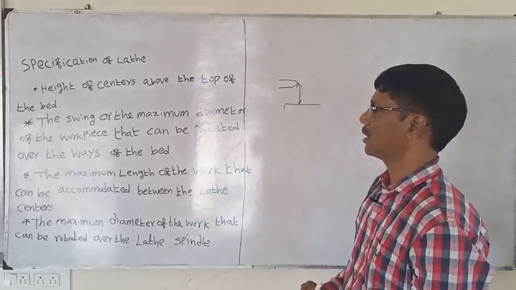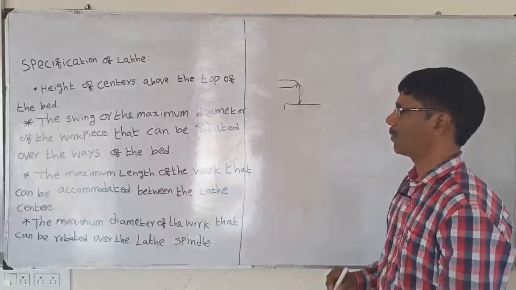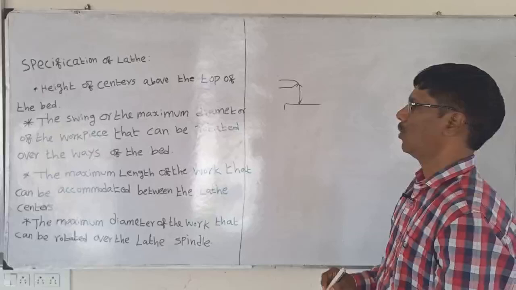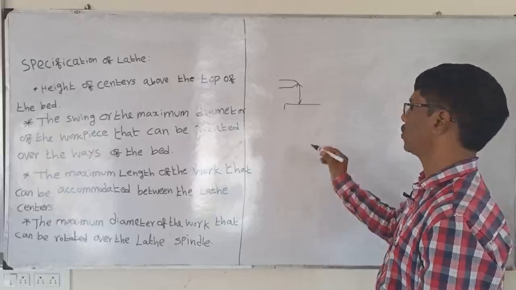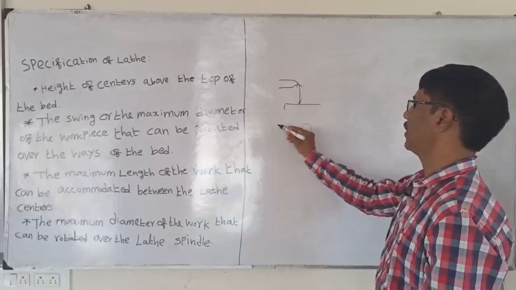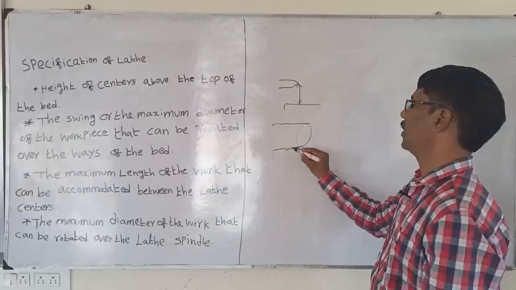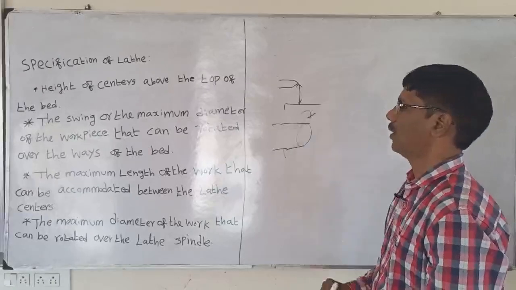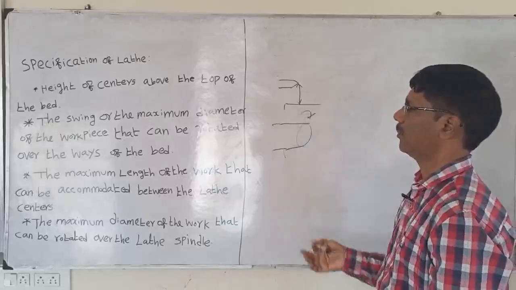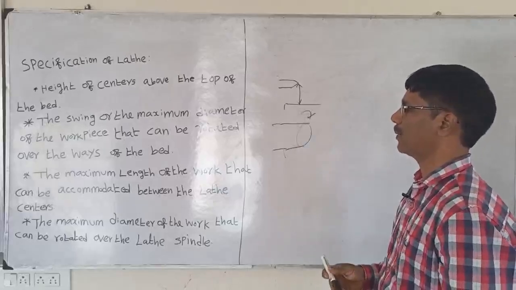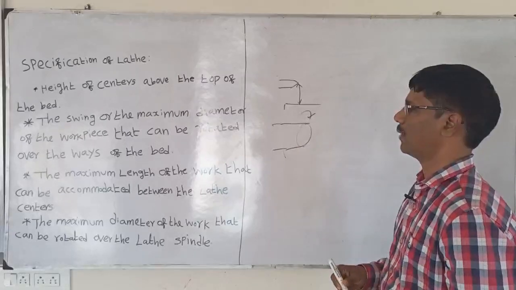The next thing is swing, or maximum diameter of workpiece that can be rotated over the ways of the bed. So we can hold the workpiece on a chuck and it is able to rotate without touching the bed. This is the swing, the maximum diameter of workpiece that can be rotated over the ways of the bed.